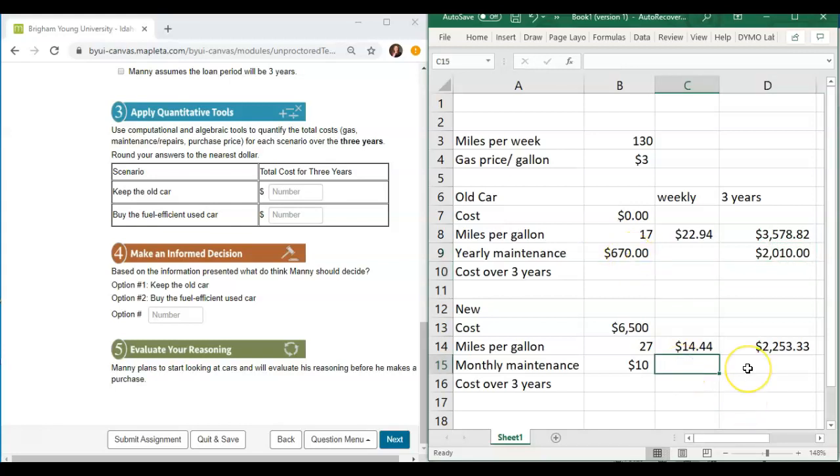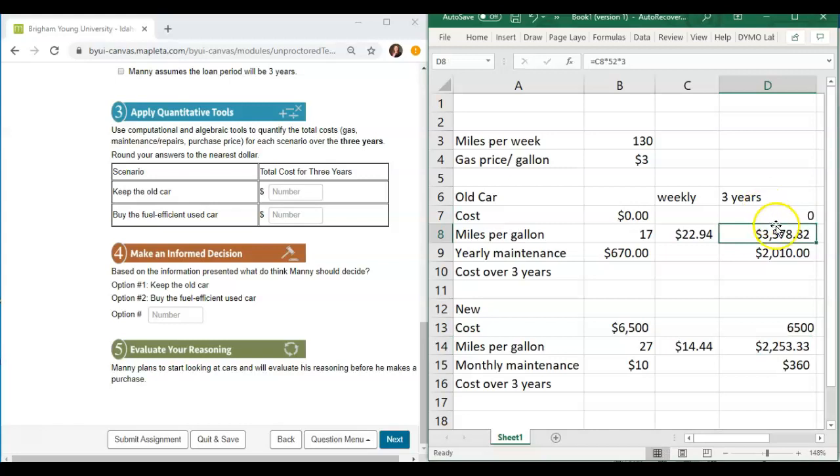For the monthly maintenance here, I know this says weekly, but we already have monthly, so we can go over here for the 3 years. We'll just times it by 3. So this is a monthly maintenance, so we need to multiply that by 12 to find out the total cost for an entire year, and then we need to multiply it by 3 for the 3-year period we're looking for. The cost here for the 3 years we know is $6,500. The cost here, he has it fully paid off, so it's 0.